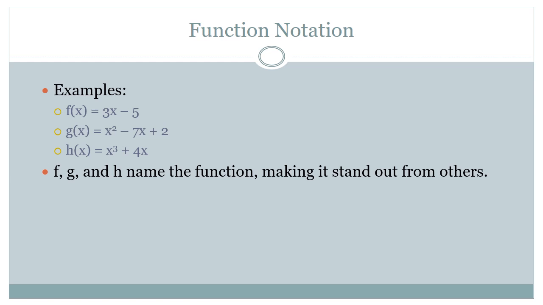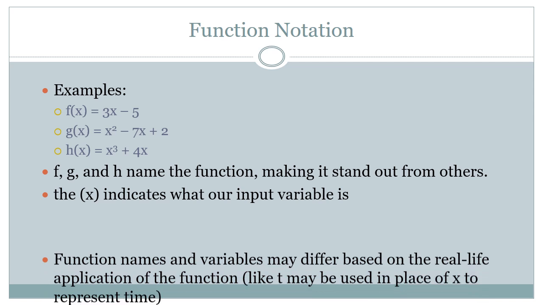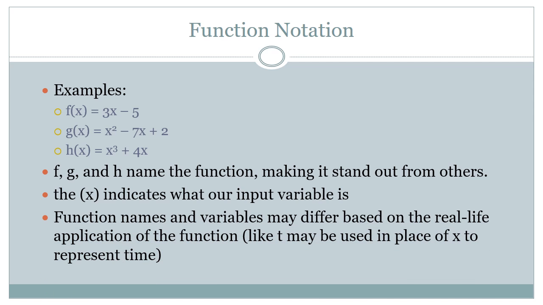The letters f, g, and h name the function, and that makes it stand out from other functions we may be talking about. The x in parentheses indicates what our input variable is. It's really important to realize that we're not saying f times x and g times x and h times x. f of x, g of x, h of x are the names of the function. The only thing that x does is tell us what our variable is.